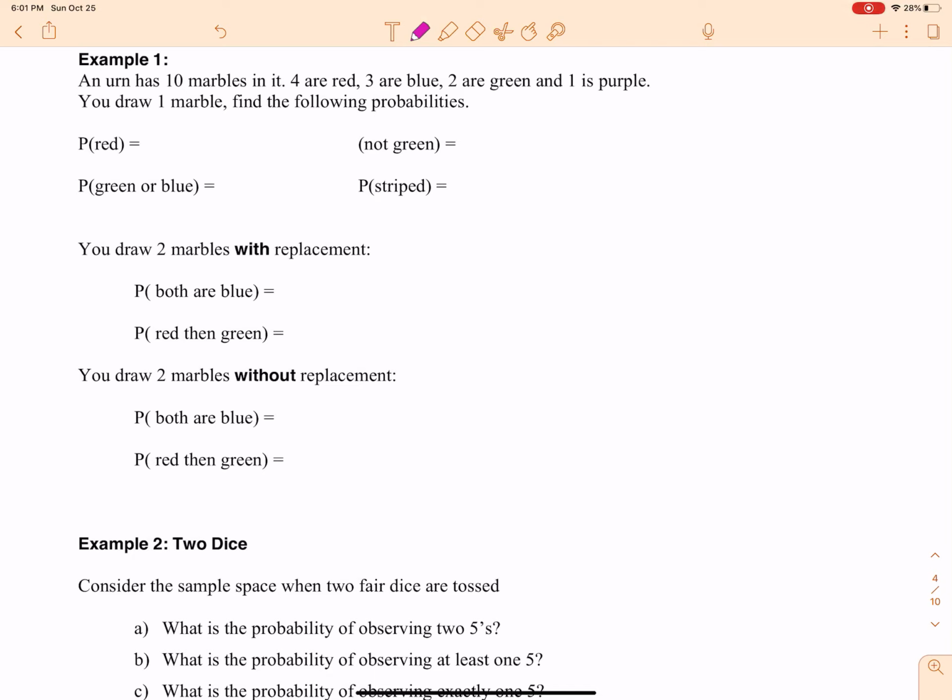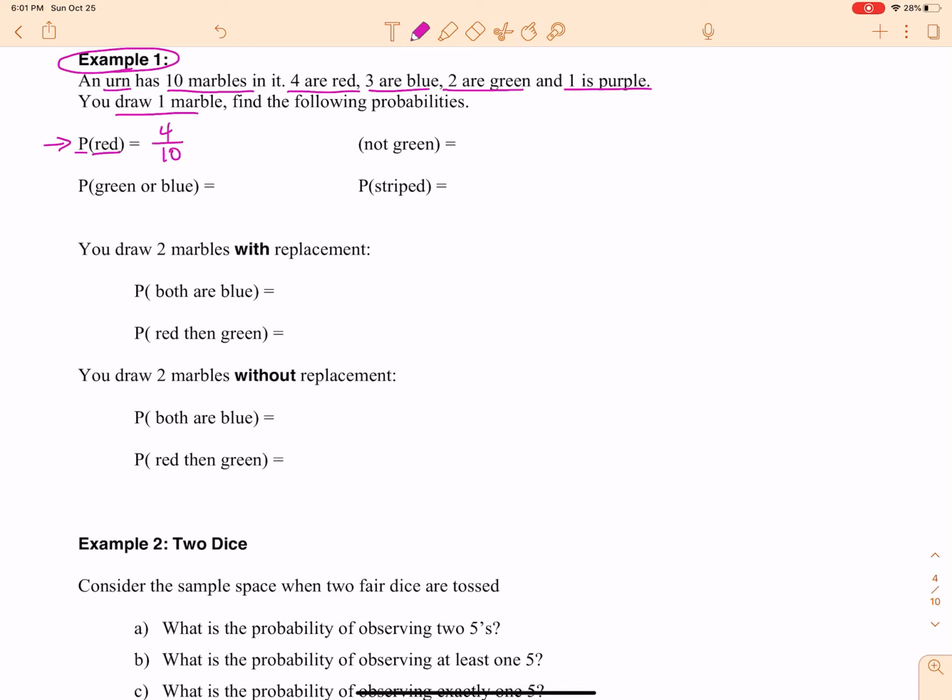Okay, so example 1. We have an urn, how exciting, of 10 marbles. 4 are red, 3 are blue, 2 are green, and 1 is purple. I want you to draw 1 marble and tell me what the following probabilities are. Notice the notation here, P of red. That means the probability of a red marble. Well, 4 out of the 10 marbles are red, so you're done. Don't reduce it, just leave it.